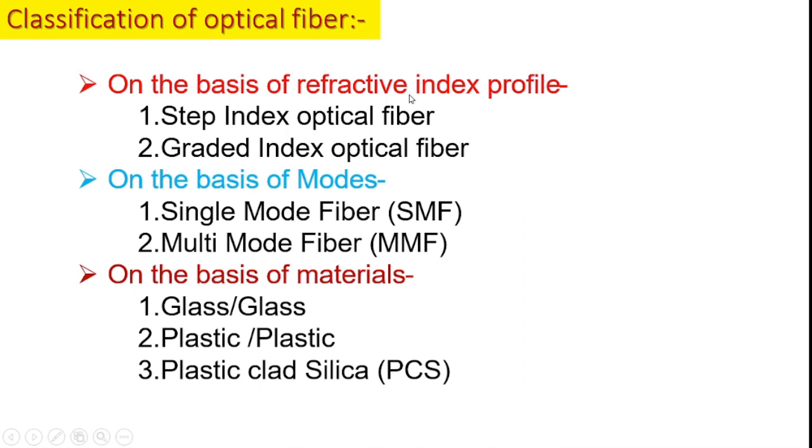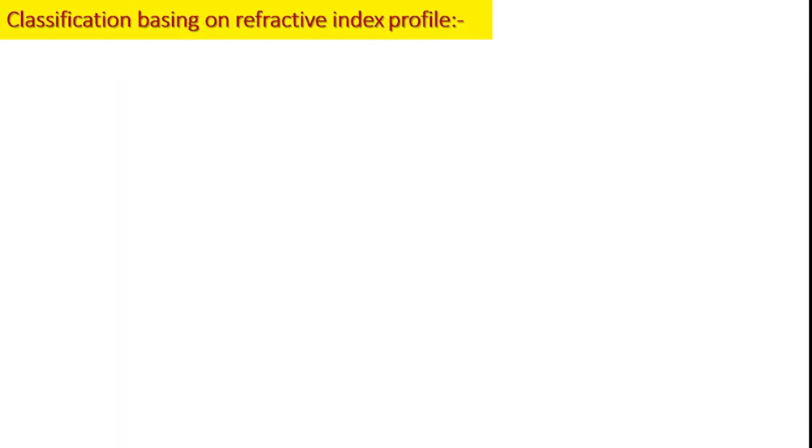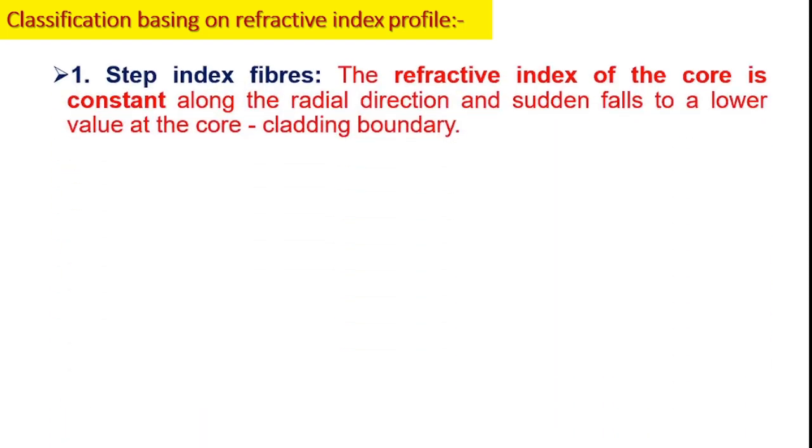So let's first see the classification based on refractive index profile, according to which the first type is step index fiber. And what is step index fiber? The refractive index of the core is constant along the radial direction and suddenly falls to a lower value at the core cladding boundary.